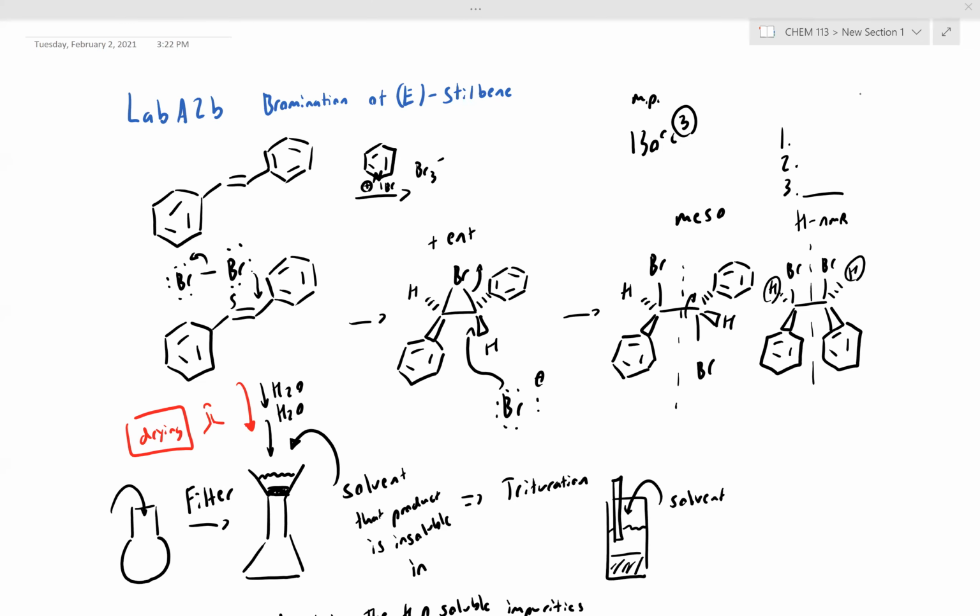Okay, so this week's laboratory is lab A2B, which is bromination of E-stilbene, shown here. Make sure in your report that you actually have E-stilbene drawn, not Z-stilbene. Just one thing to note.